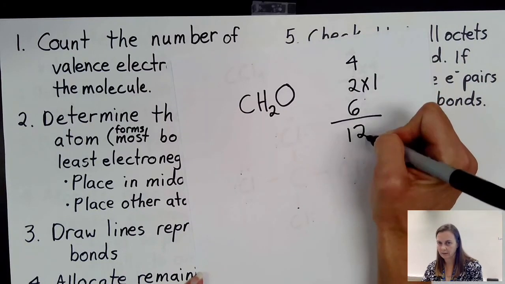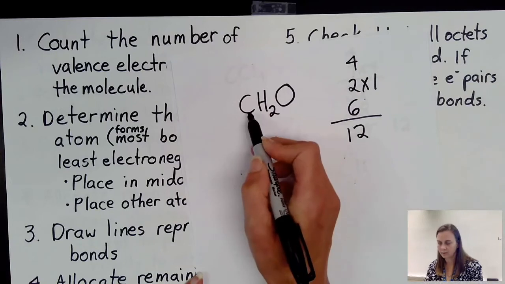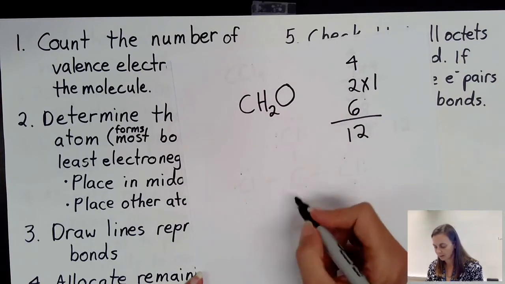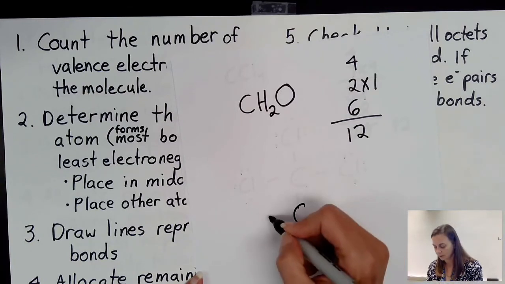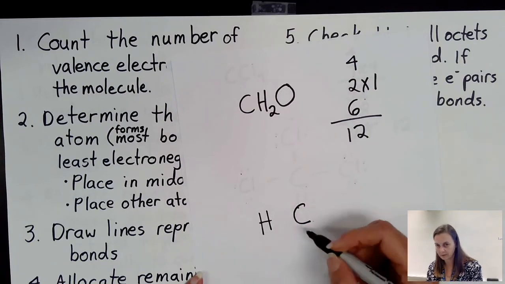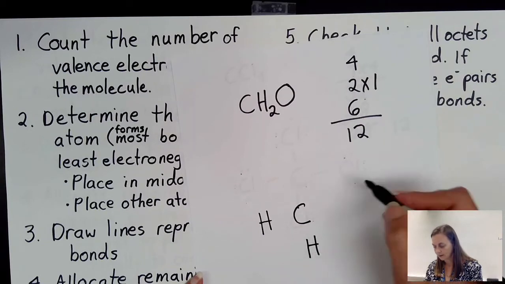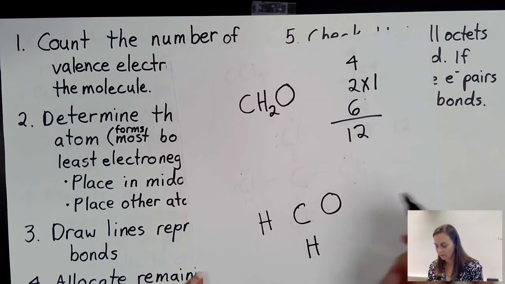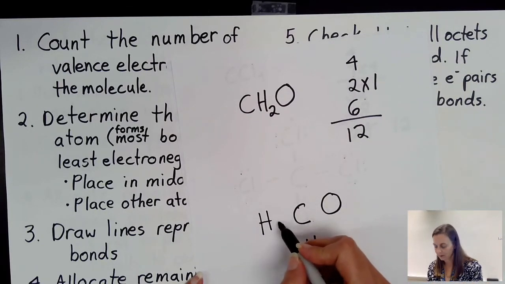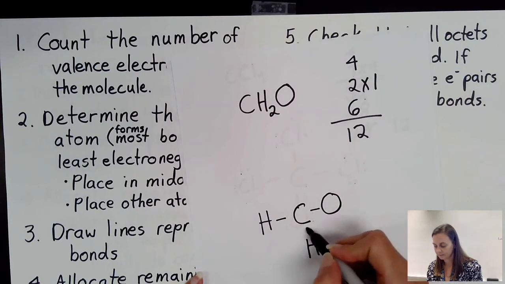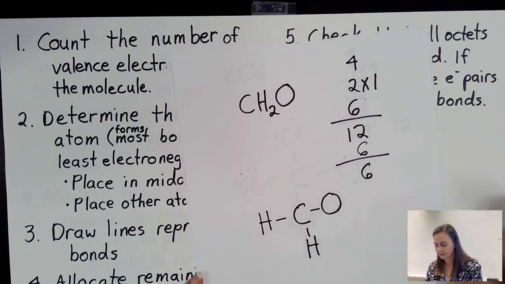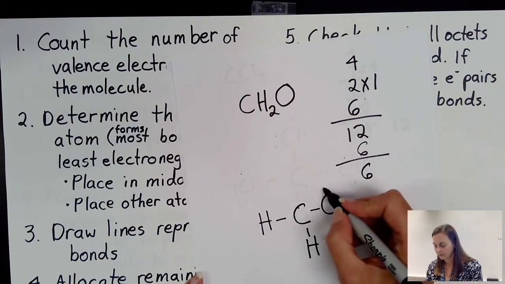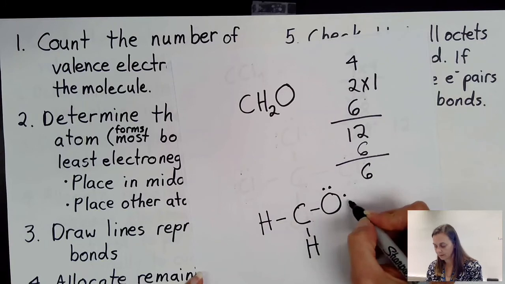We know that carbon is going to be in the middle. Carbon makes the most bonds. So we're going to put carbon in the middle. We're going to put hydrogens around it. We have 2 hydrogens, and we have an oxygen. We're going to draw one line representing a bond. So I've used up 6 of my valence electrons. I have 6 remaining. So I'm going to do 1, 2, 3, 4, 5, 6.